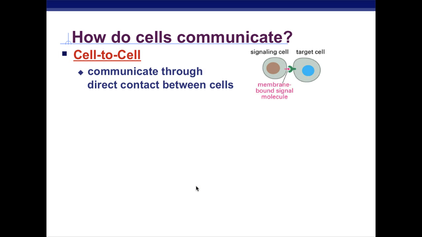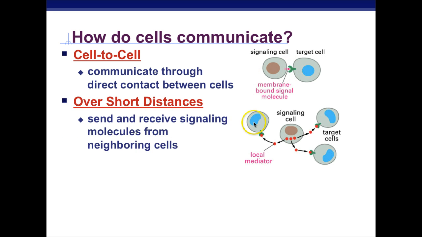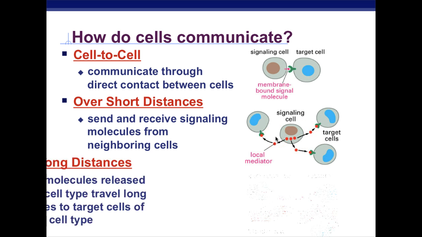So, how do cells communicate? So, cells can communicate through direct contact. So, neighboring cells right next to each other will actually reach out and touch each other. Cells can communicate over short distances. So, you'll have cells that will send out molecules, and those will reach neighboring cells nearby.